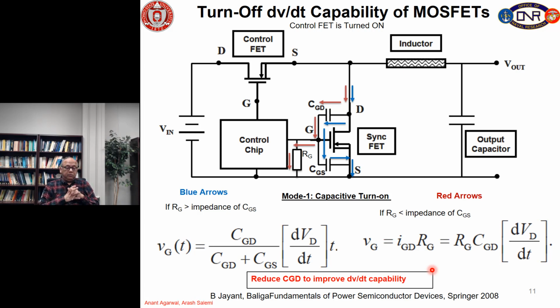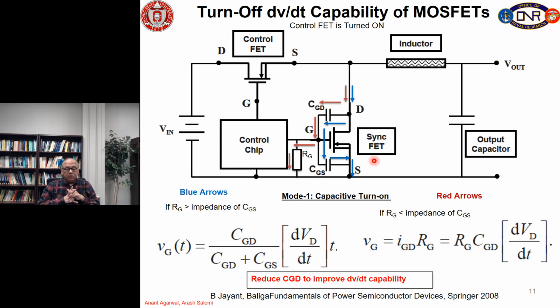So, now let us talk about the dVdt capability of this device. We have again borrowed this example from Professor Baliga's book shown here. So, basically we are turning off the device, that means the drain voltage is rapidly increasing. In this circuit we have shown a control chip that basically is your gate driver, there is a control FET, there is a power supply here, and here is the output voltage. So, the transistor that we are considering is shown here, drain, gate and source, and we have shown you the gate drain and the gate source capacitance, and we have not shown you the drain source capacitance in this figure.